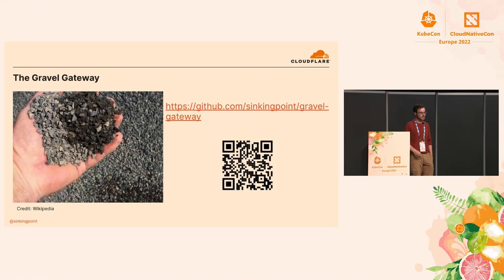We called it the Gravel Gateway. The code is there, it's in Rust, so buyer beware on that point.